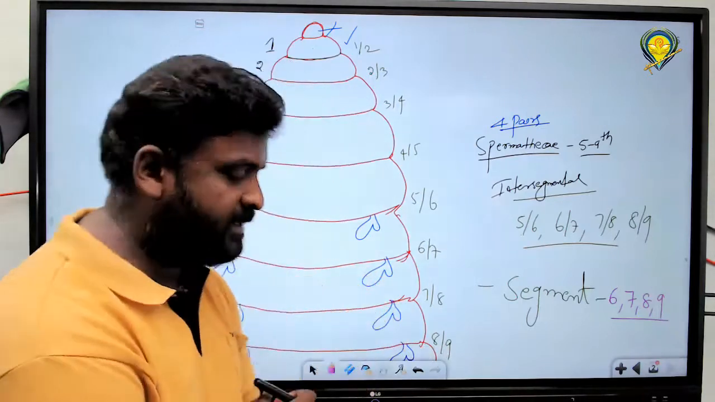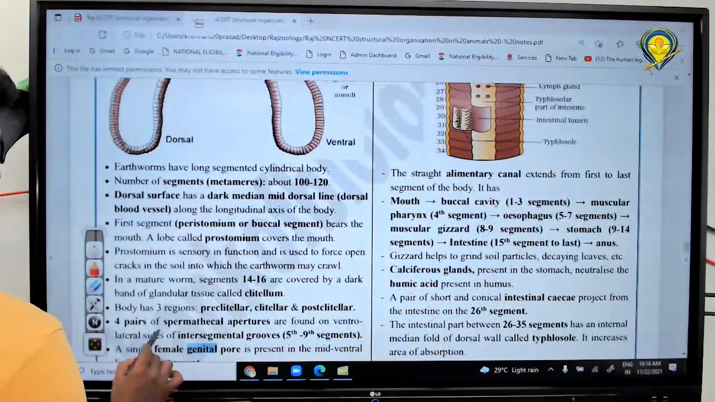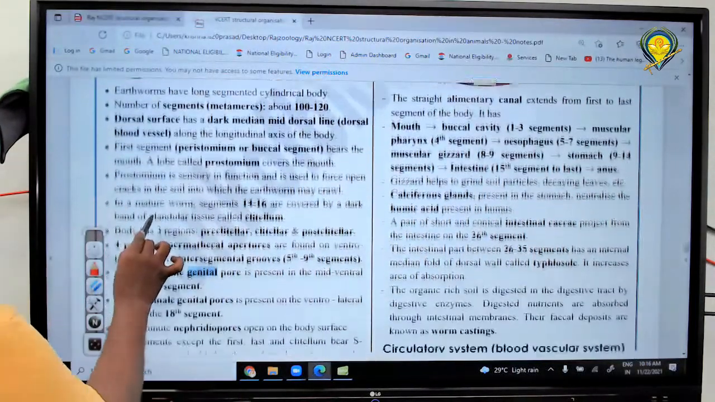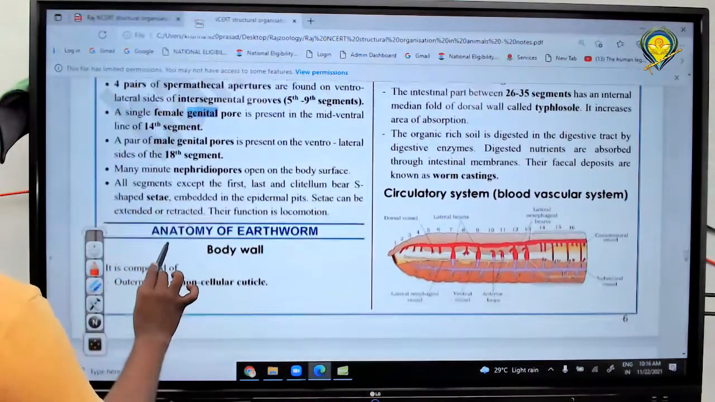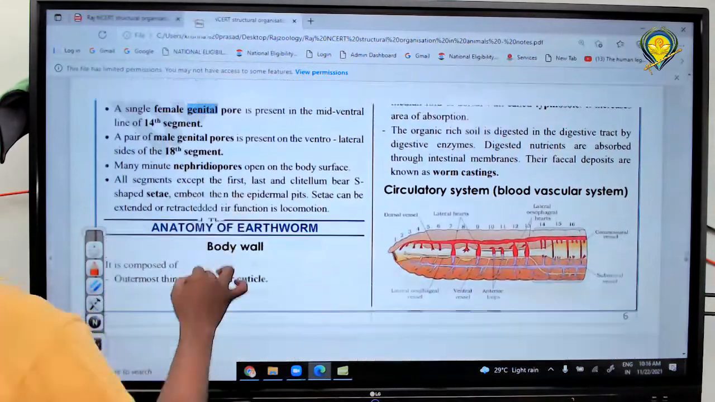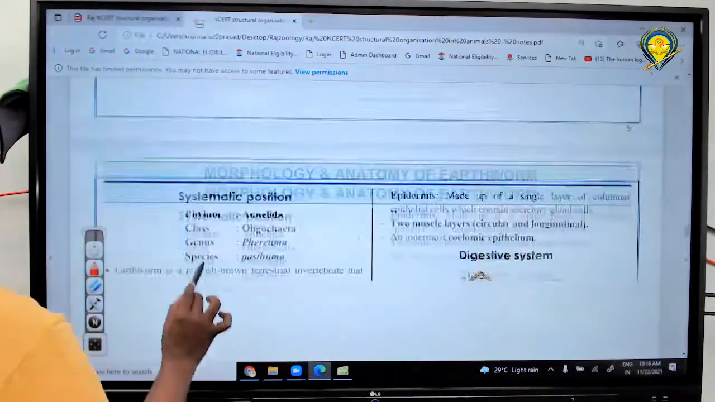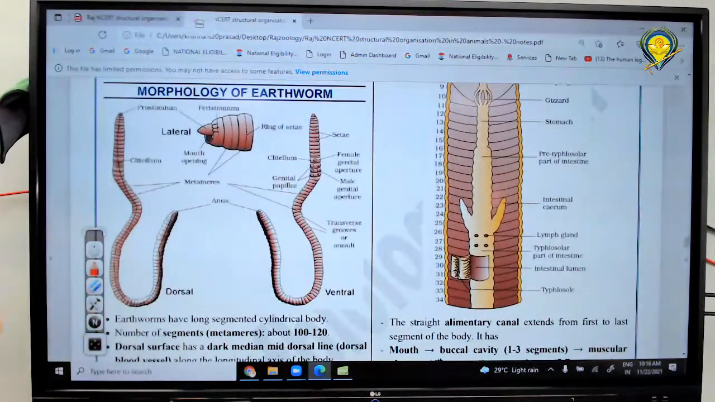What is it? Intersegmental. Okay, then good. And next one. How many pairs of spermathecae are there? 4 pairs. Very good, right? And next one. A single female genital pore is present on the... tell me, is it dorsal or ventral?